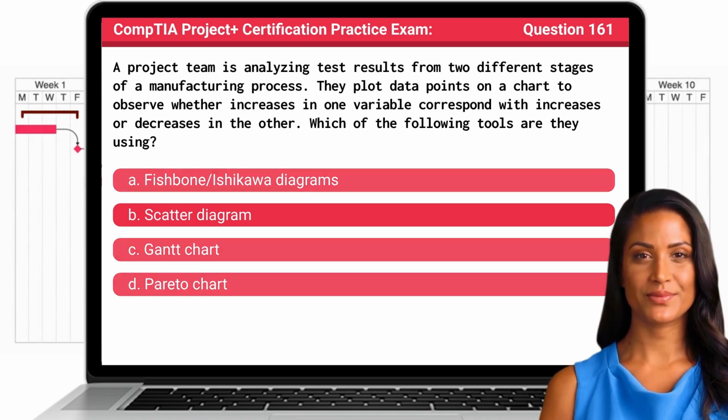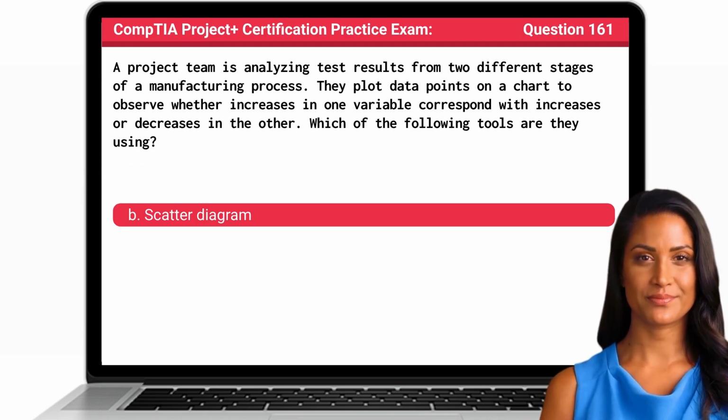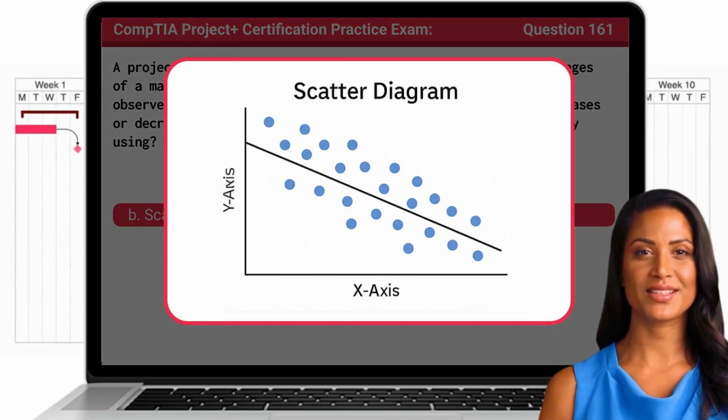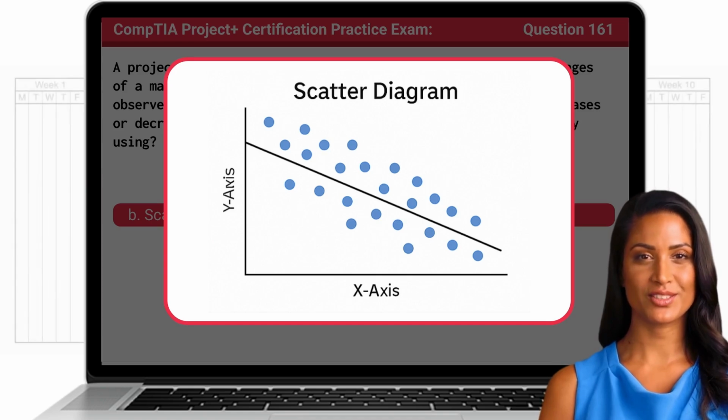The answer is B. Scatter diagram. A scatter diagram is an analysis tool used to visually identify relationships between two variables. By plotting data points on a horizontal and vertical axis, teams can detect patterns, such as correlation or lack thereof, between inputs and outputs. In this case, plotting results from two process stages helps the team determine if one variable may be influencing the other, which can guide quality improvement decisions.